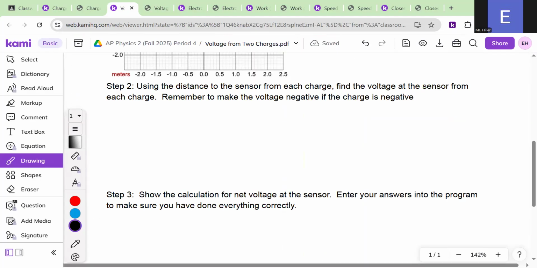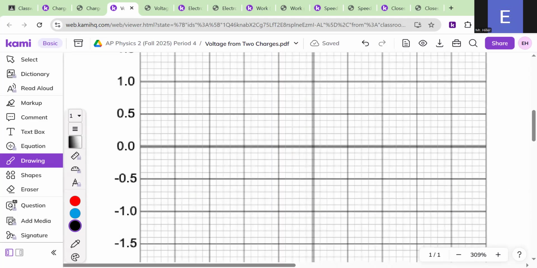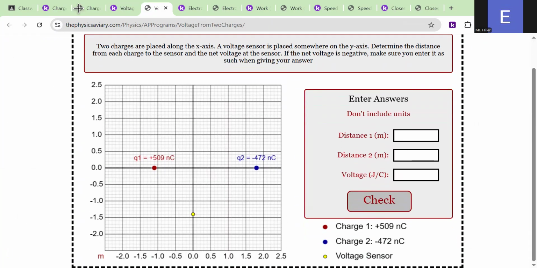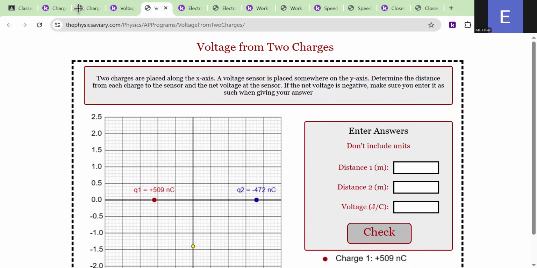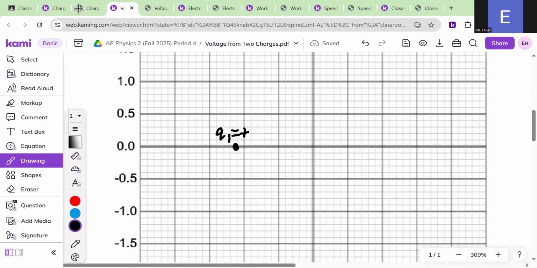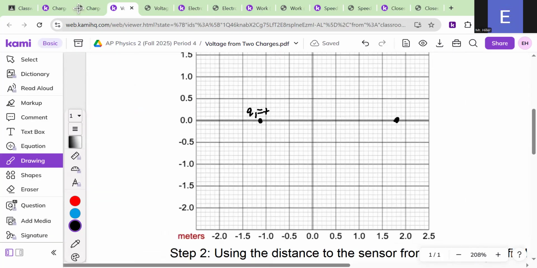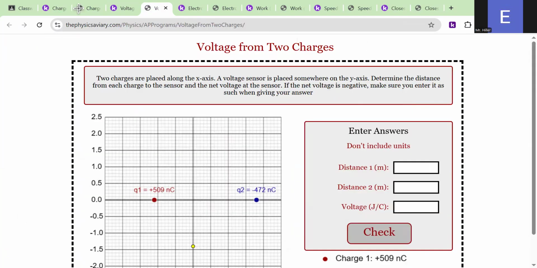So take a second to put where your charges are. Mine's at 1.1. That's positive. And my second charge is at, looks like, 1.8 to the right, and that's negative. 509 and 472.